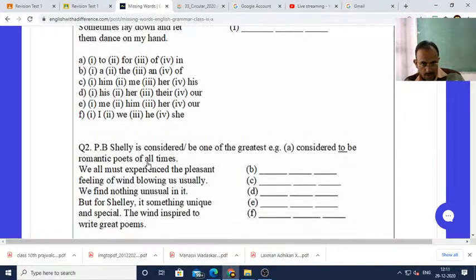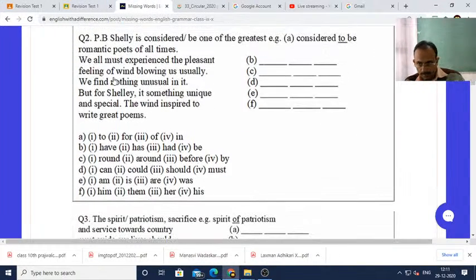Next you see here: P.B. Shelley is considered to be one of the greatest. So it should be "to" after "considered". We always use "to". So P.B. Shelley is considered to be one of the greatest romantic poets of all times.